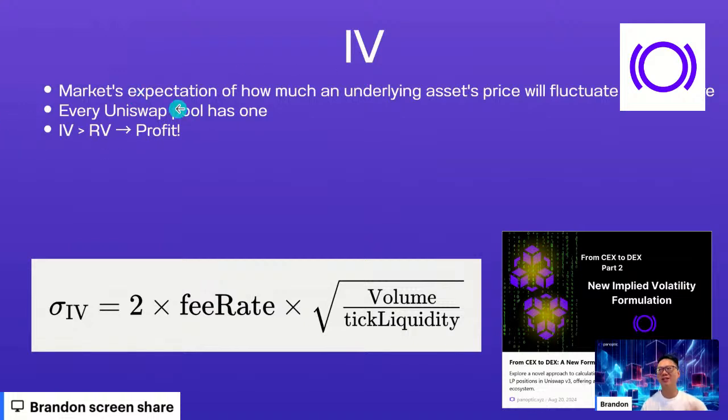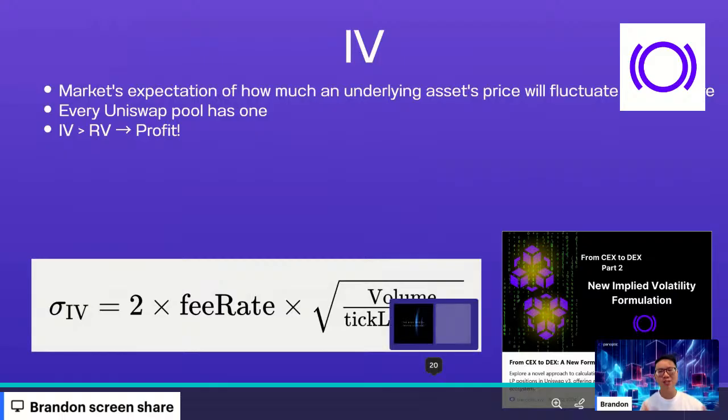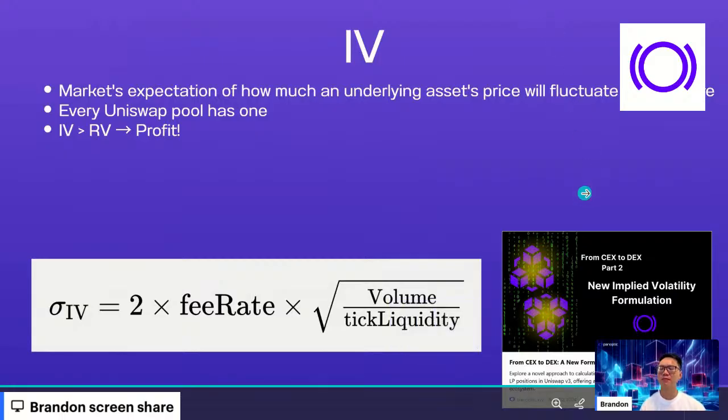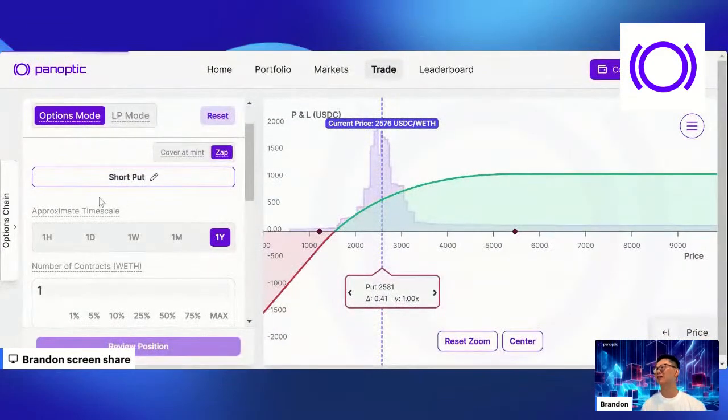And the cool thing is every Uniswap pool has one of these IVs, and you can basically figure out what the IV is that the LPs are saying on Uniswap they think the future volatility is based on, one, how much swap volume is coming to the pool, two, how much liquidity is being provided in the pool, and three, what is the fee rate of the pool? That lets you back out this IV. And so we do show this, and I'll show you again on our markets tab.